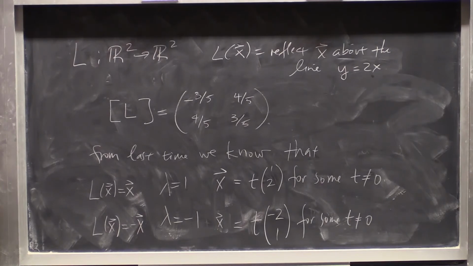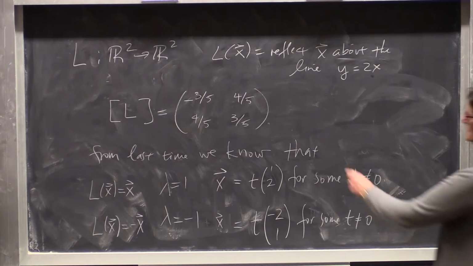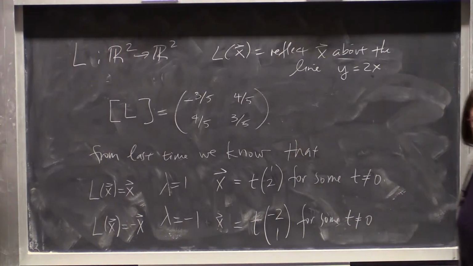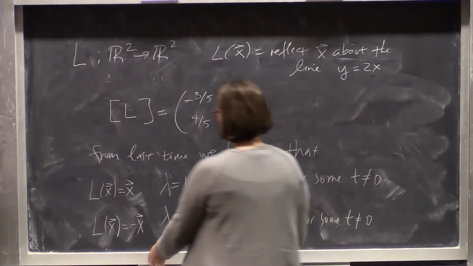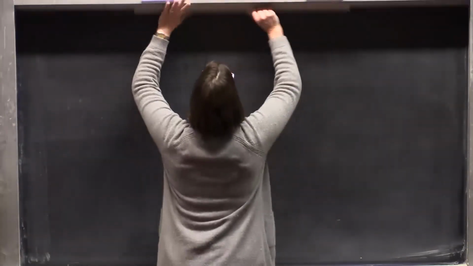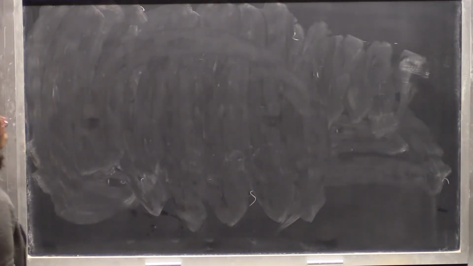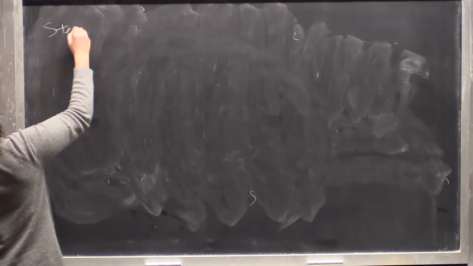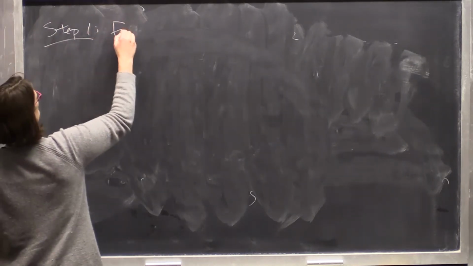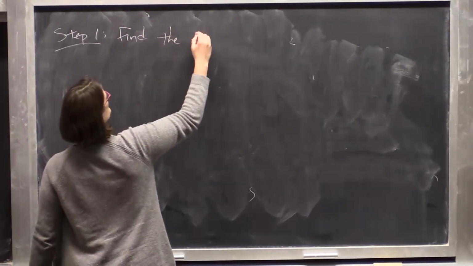So we know this to be true. The question is, if we didn't have a geometric understanding, if we were just given this matrix and asked to find its eigenvalues and eigenvectors, how would we do that? The answer is first find the eigenvalues, then find the eigenvectors. So step 1, find the eigenvalues.